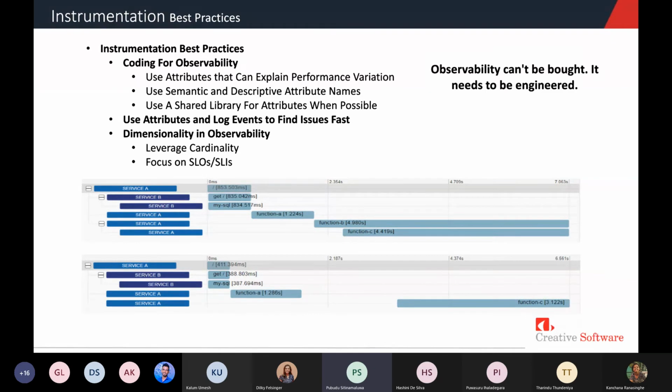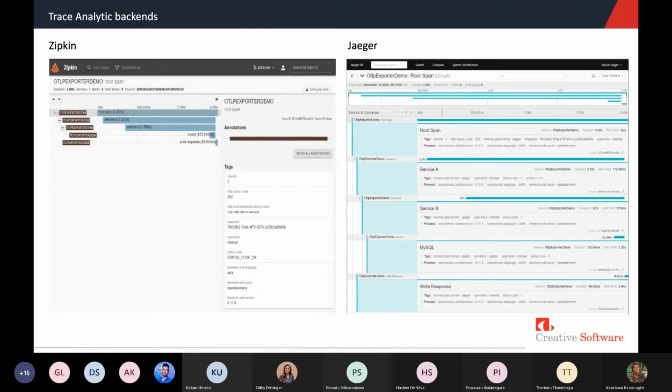And last, observability. This is not something we can just go to a shop and buy. So you have to engineer it from scratch. These are two open tracing analytic platforms, Zipkin and Jaeger. These are the UIs, as you can see. I will be demonstrating this in a second.